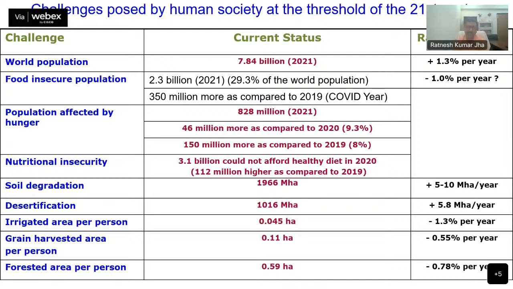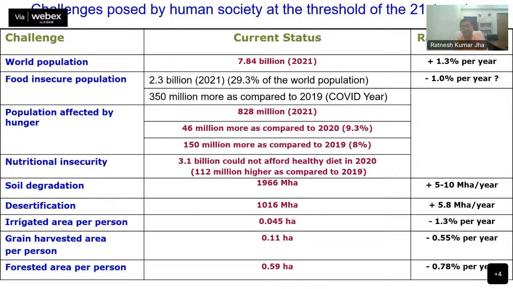population. And again, this is very miserable that 350 million more people are food insecure this year as compared to 2019, that is the COVID year. So this is a very alarming situation. And again, 828 million people in the world were suffering from hunger in 2021. This figure is 46 million more as compared to 2020, and 150 million more as compared to 2019. And again, the nutritionally insecure population that could not afford a healthy diet in 2020 is 3.1 billion.